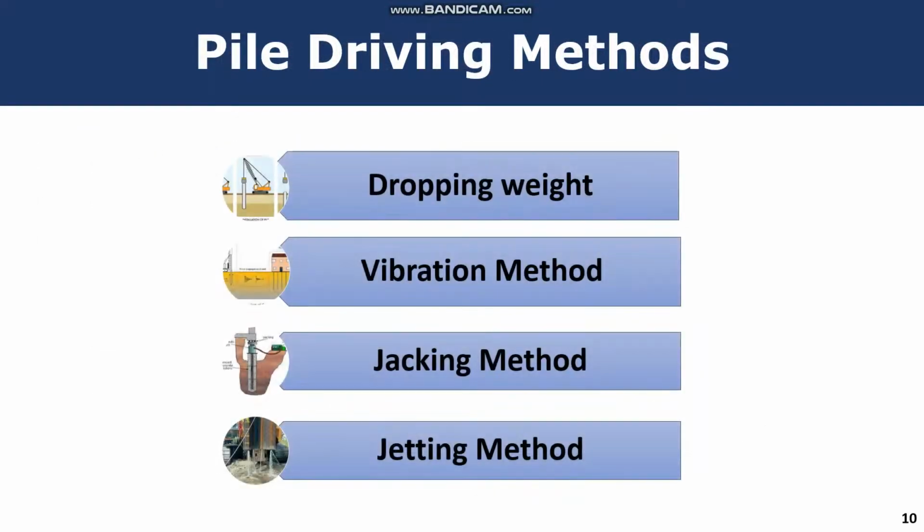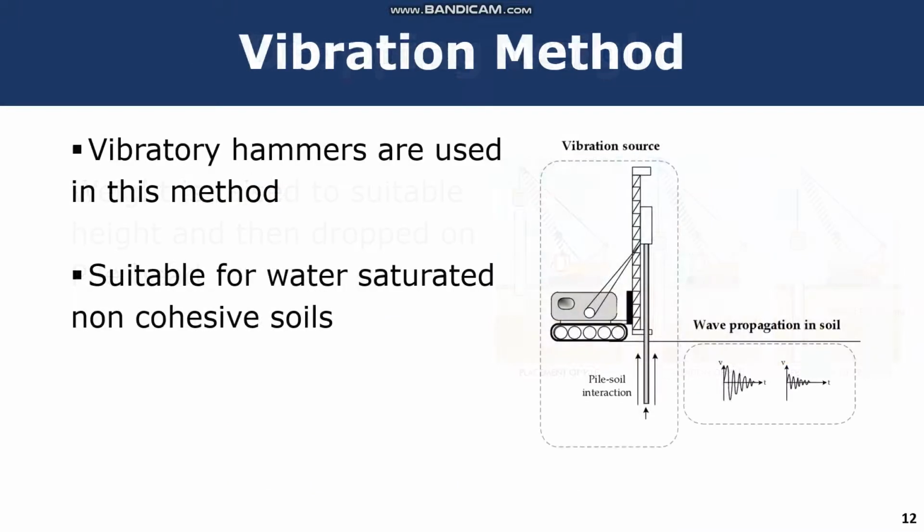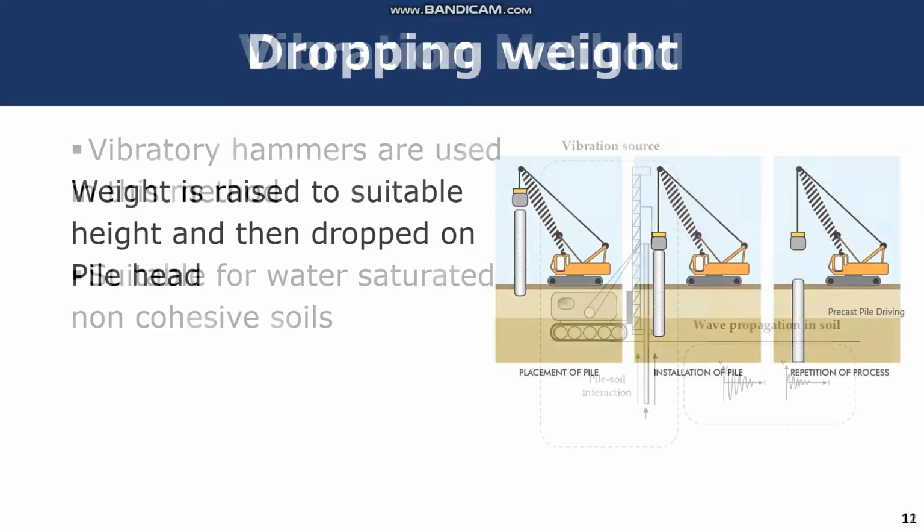When we talk about these methods further, they are classified as dropping weight, vibration, jacking, and jetting. In dropping weight, its name indicates that we will basically drop a weight from a greater height. We will repeat this until the pile penetrates inside the earth, and when we have achieved the required depth, we will stop this operation. The weight is dropped on a pile head, so that the pile is not damaged, we provide a proper structure on the head of this pile.